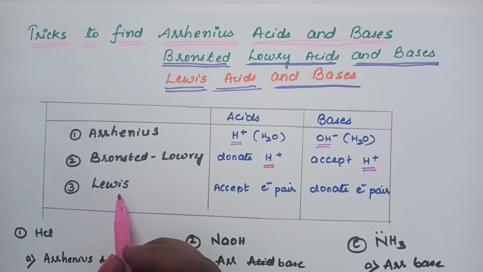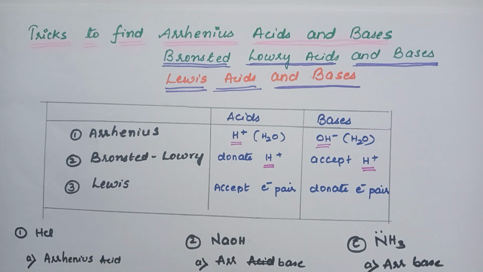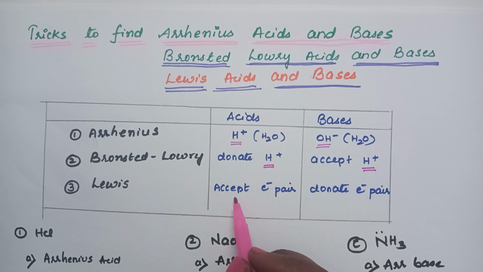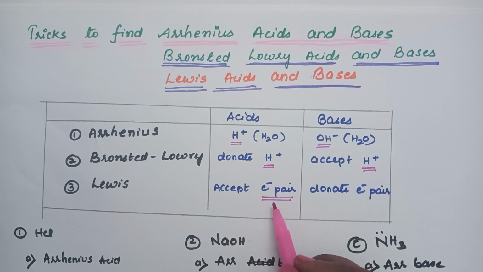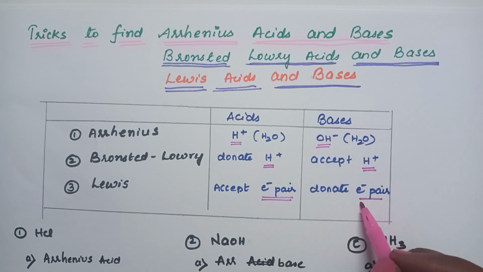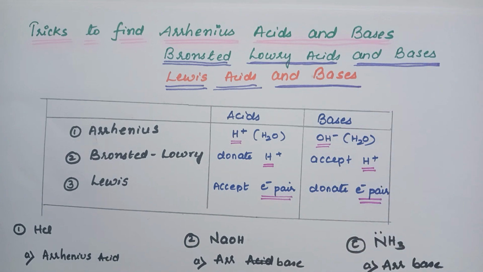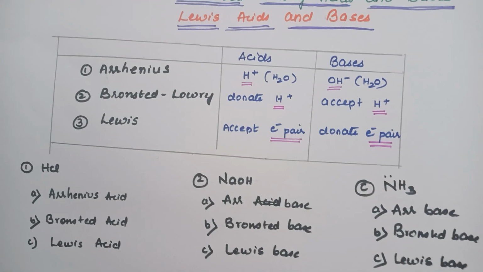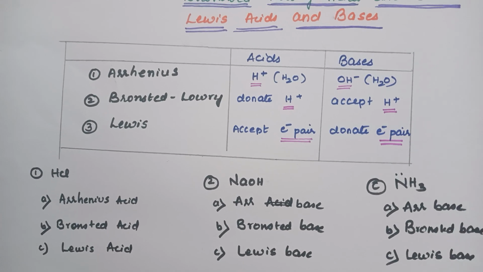And third is the Lewis concept. In the Lewis concept, acids are substances which will accept a pair of electrons, that is, an electron pair, and bases are substances that will donate an electron pair. So these are the three concepts. Now we will take examples and try to identify whether the Lewis concept of acids and bases, Bronsted acids or bases, or the Arrhenius concept is followed.